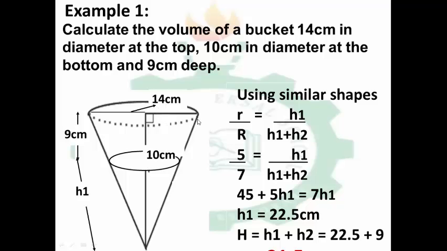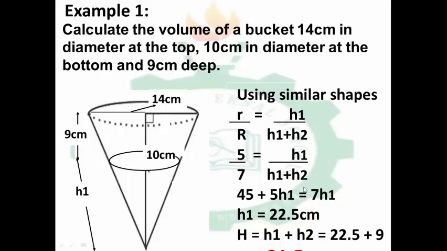Now your h1 is not given, but you have your h2. So you are going to cross multiply. When you cross multiply, you will have 5h1 plus 5h2, which is 5h1 plus 45, and this is going to equal 7h1. Then h1 is going to be 22.5 centimeters.